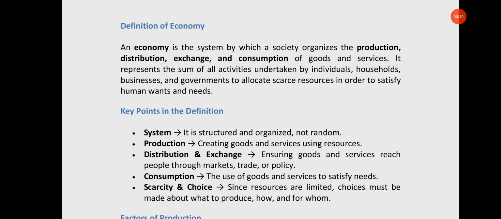Key points in the definition. System: it is structured and organized, not random. Production: creating goods and services using resources. Distribution or exchange: ensuring goods and services reach people through market, trade, or policy. Consumption: the use of goods and services to satisfy needs. Scarcity or choice: since resources are limited, choices must be made about what to produce, how, and for whom.